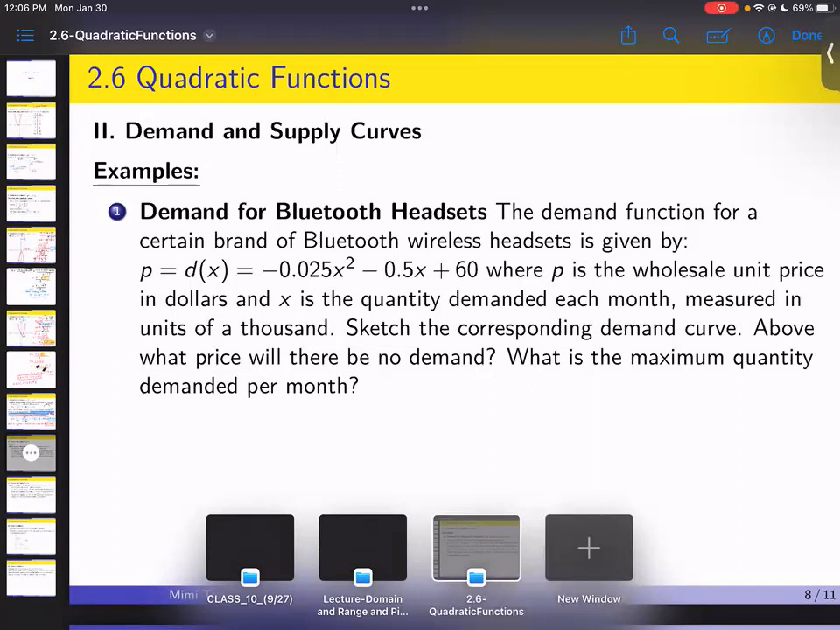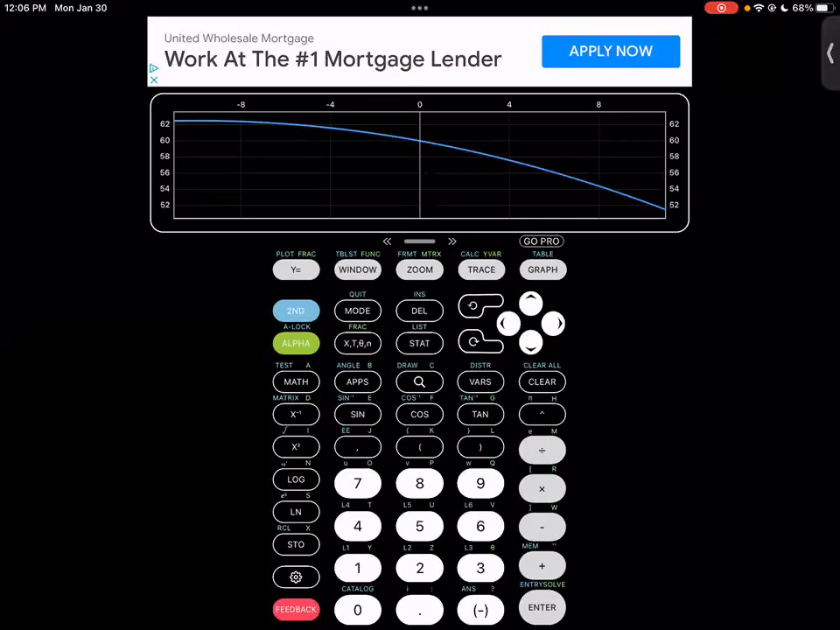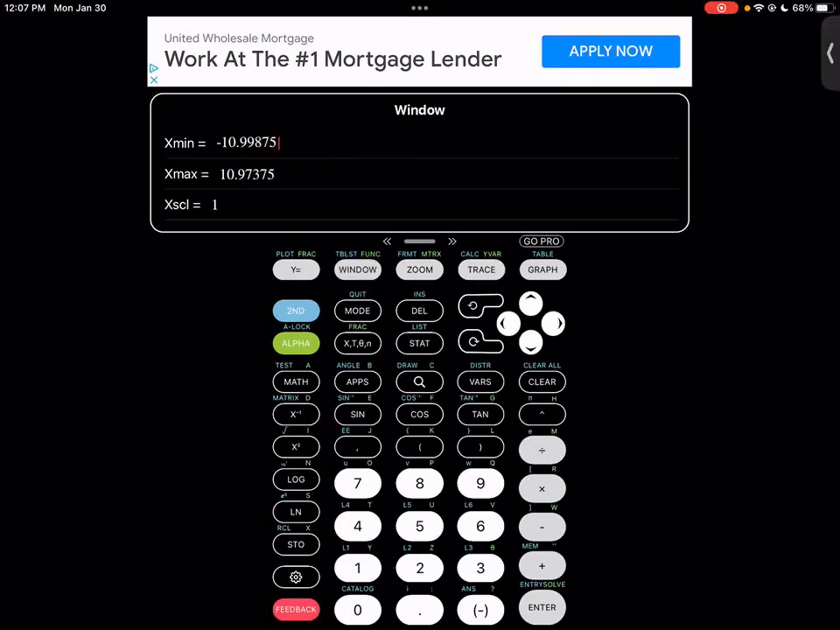Now, if your graph is looking funky, I want you to go to window. See that little button right there called window. In the window, we're going to reset our scale, right? So X min is going to be maybe -10. That's good enough. X max is going to be, let's say, 80. So clear and then press 80. The scale is going to be 10 instead of 1. You don't want little tick marks. You want every tick mark to be 10 units.